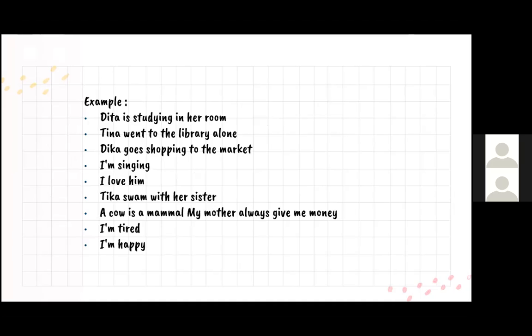For example, the first is Dita is studying in her room, and the second is Tina went to the library alone, and the third is Iga goes shopping to the market, the fourth is I'm singing, and the fifth is I love him, and the sixth is Tika swam with her sister, and the seventh is a cow is a mammal, my mother always gives me money, and the eighth is I'm tired, and the last is I'm happy.